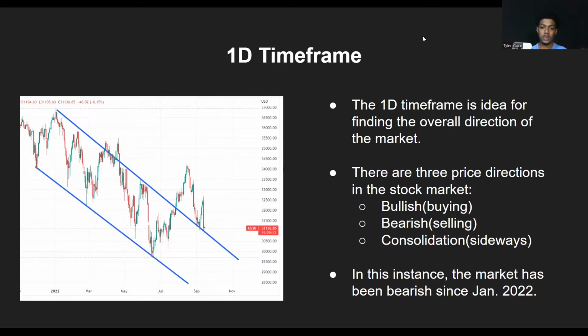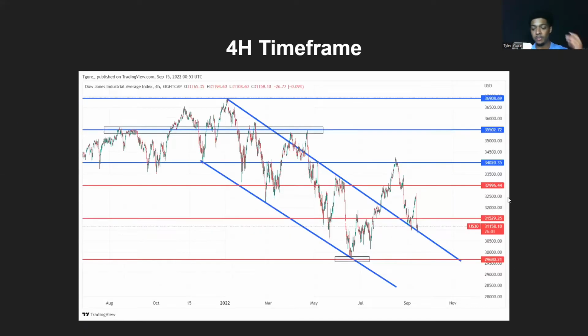And then also, guys, just as a reference, the market's been down since January 2022. So it only makes sense to really be selling in the market. You don't want to be going against every single person, right? So now we're going to move down to the 4 hour.